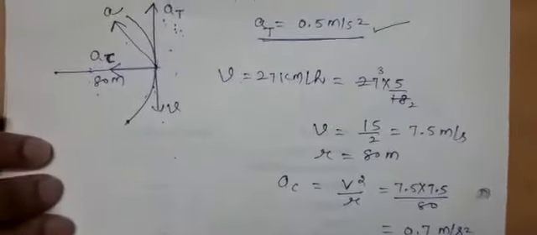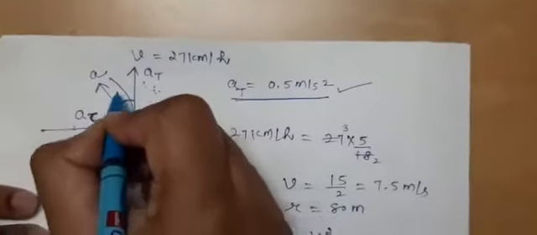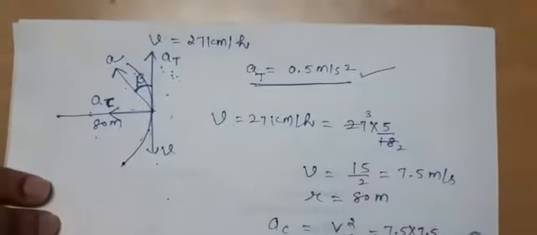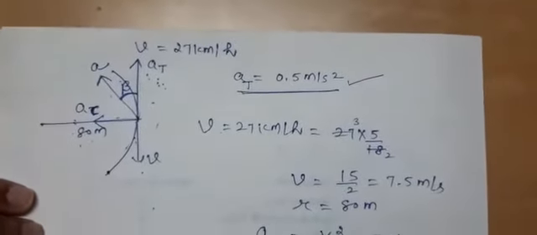Now to find its direction, I can take the angle of inclination, let it be alpha or beta, with the vertical, or you can take it with the radius. It's your choice, it will not make any difference.